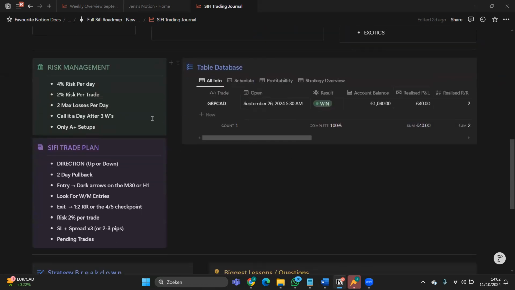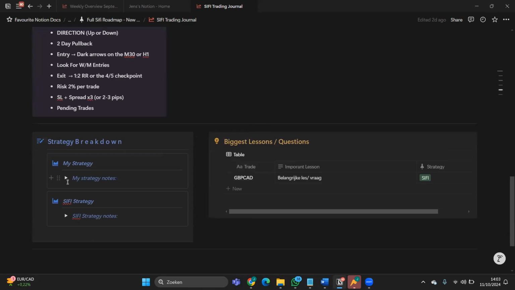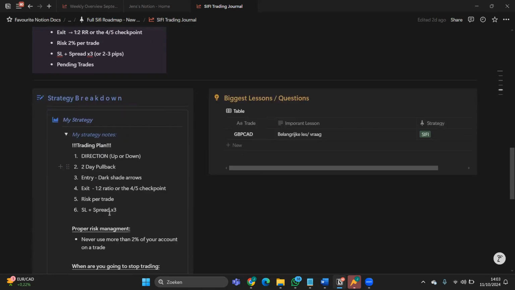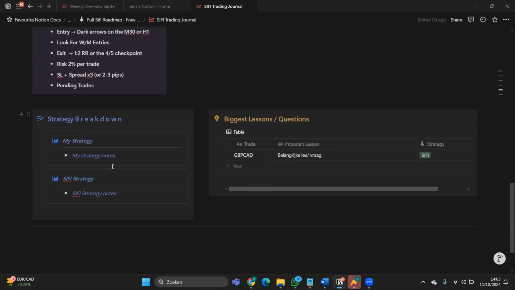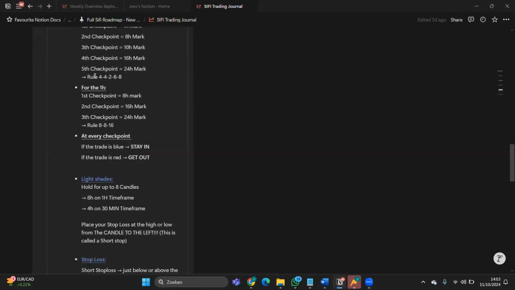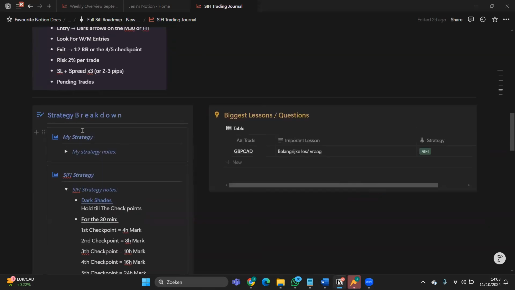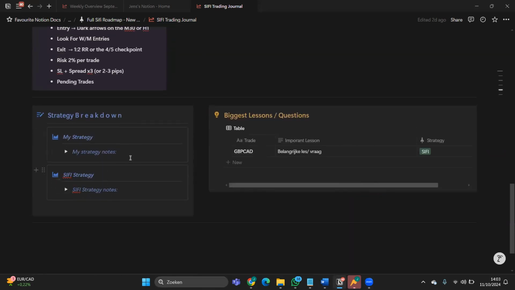Then when you scroll down, you have 3 other blocks. You have your risk management, which you can personalize as well. You have your trading plan, which you can personalize too. And then you have the database with all the trades that you took. From there, you can write down some notes in this strategy plan. You can check it out. This really helps you to see all the details of SIFI. And then, of course, right here, you see the most important lessons.